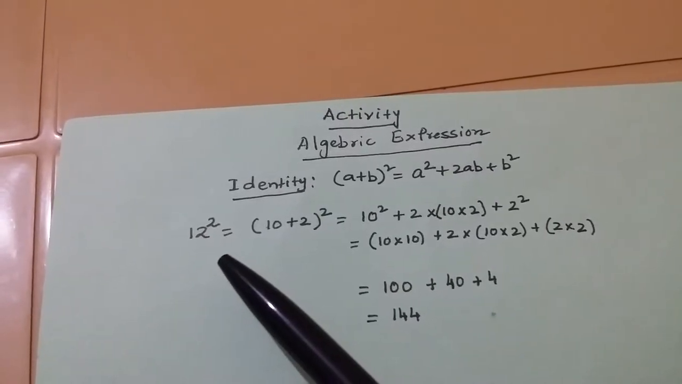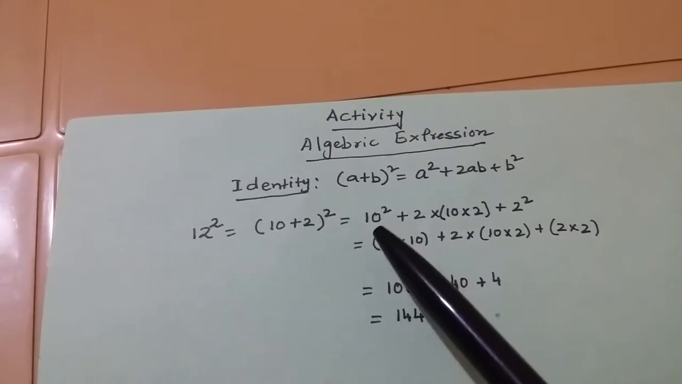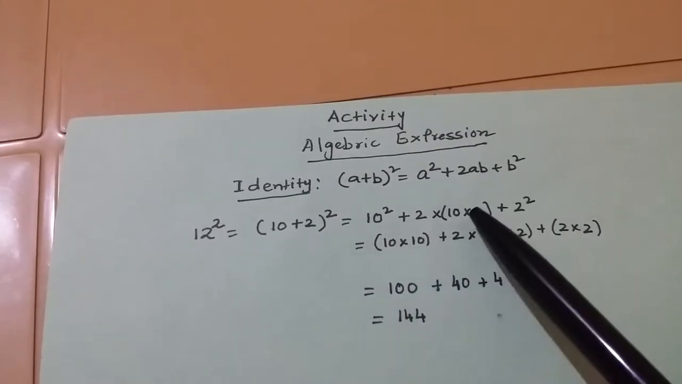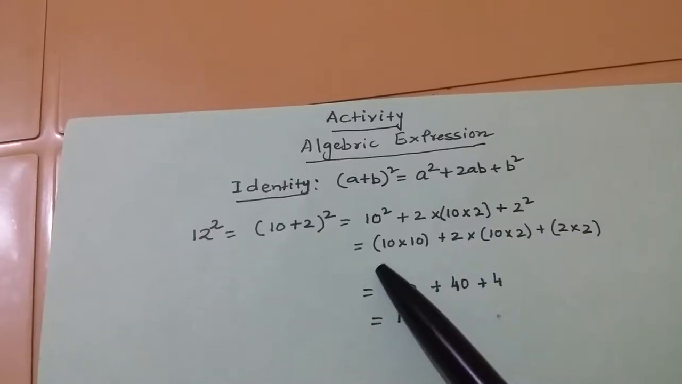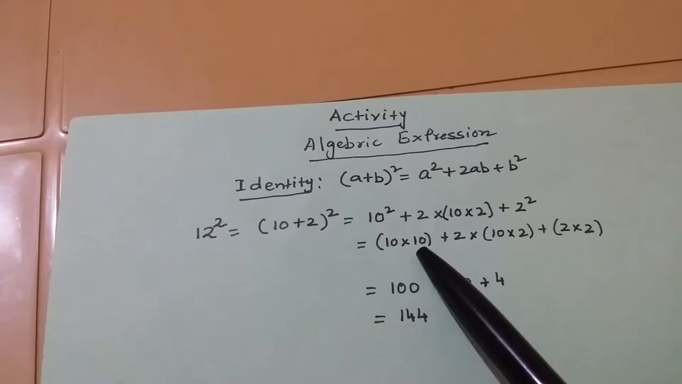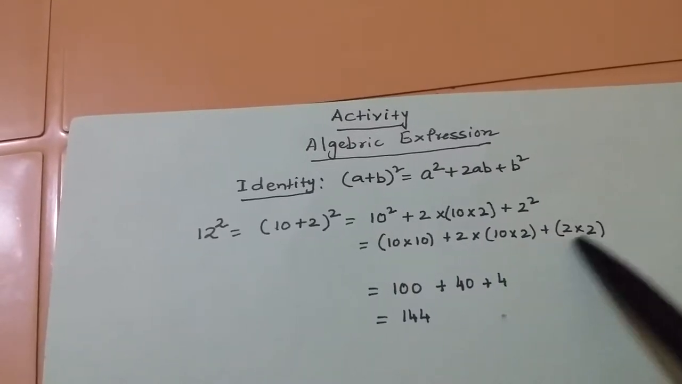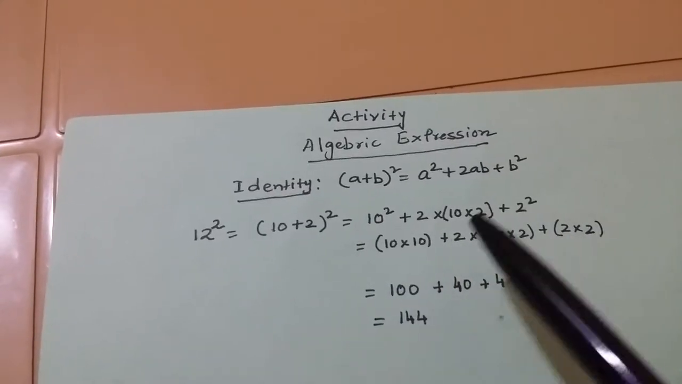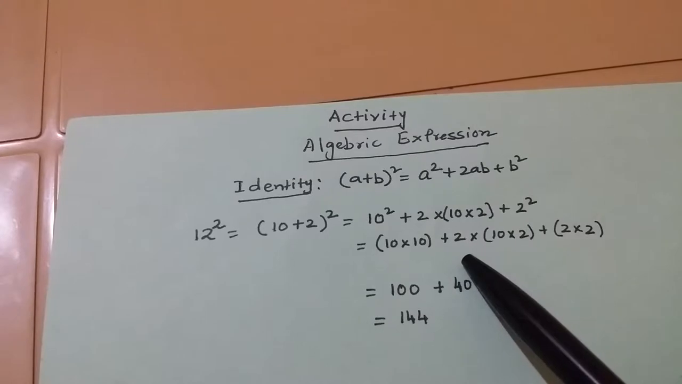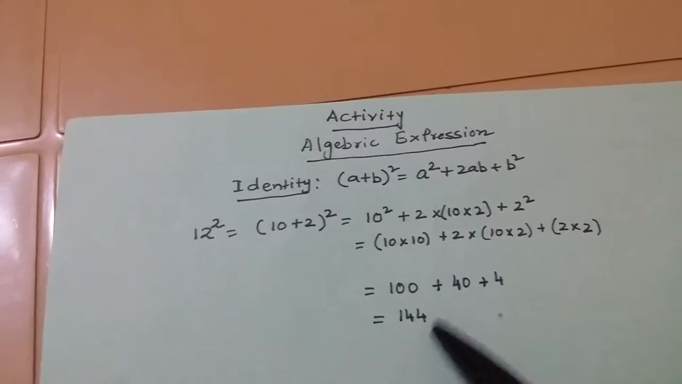The value we have taken is 12 square, split into (10 + 2) whole square. That means it is 10 square plus 2ab, meaning 2 into 10 into 2, plus 2 square. I have split it into parts: 10 into 10, plus 2 into 10 into 2, plus 2 into 2. So this is the most important part that you are going to do as a grid box. We are going to use the grid box to prove or to take out the values of this whole system.